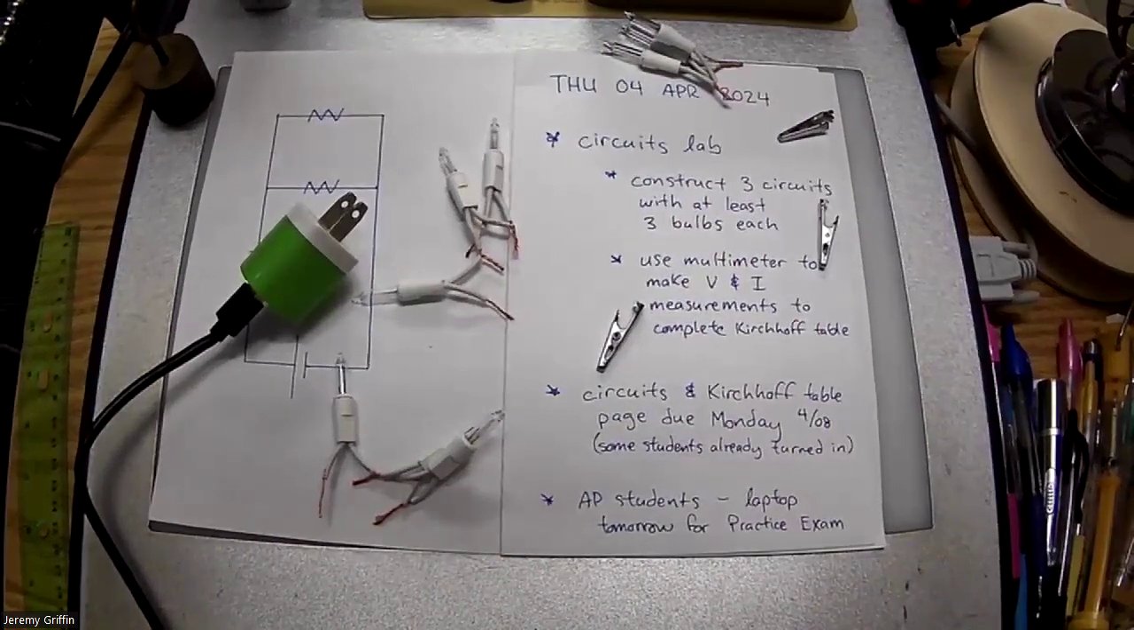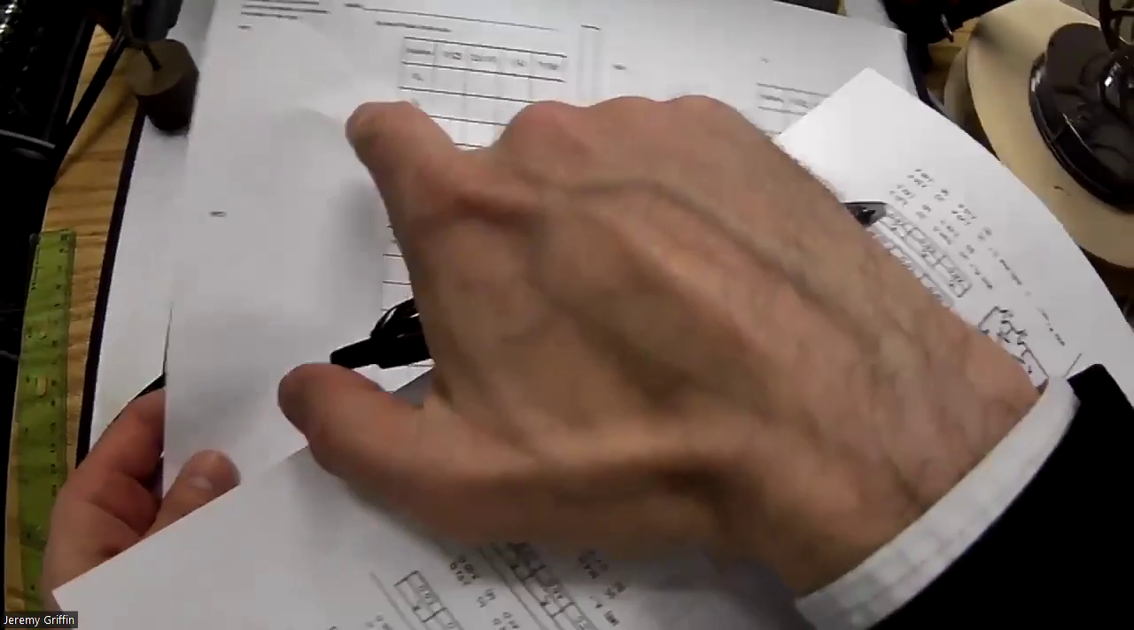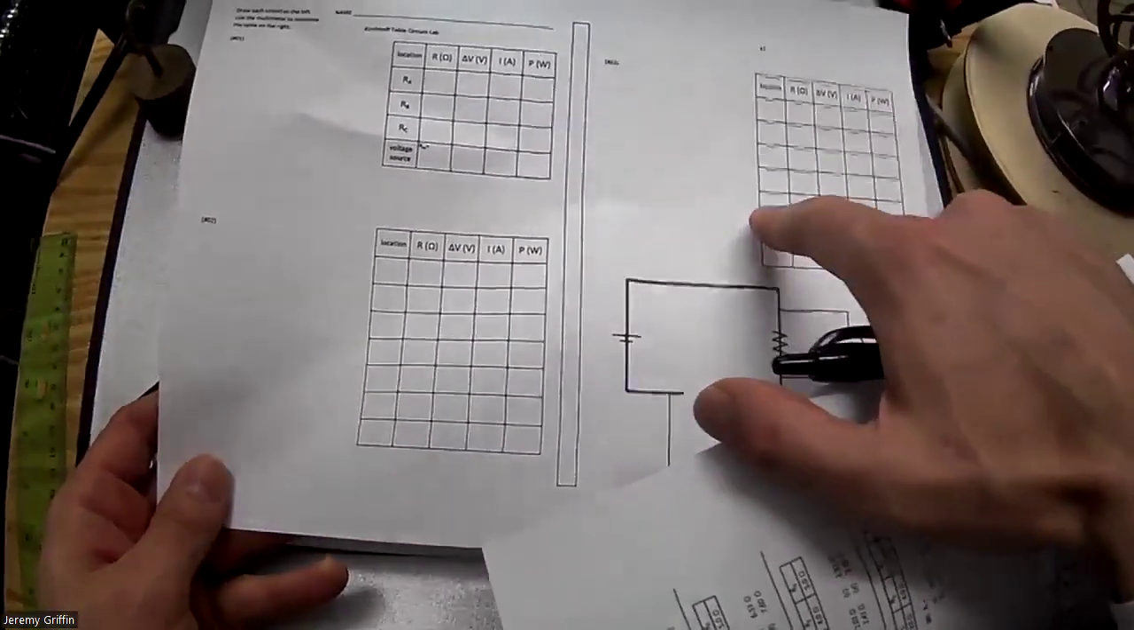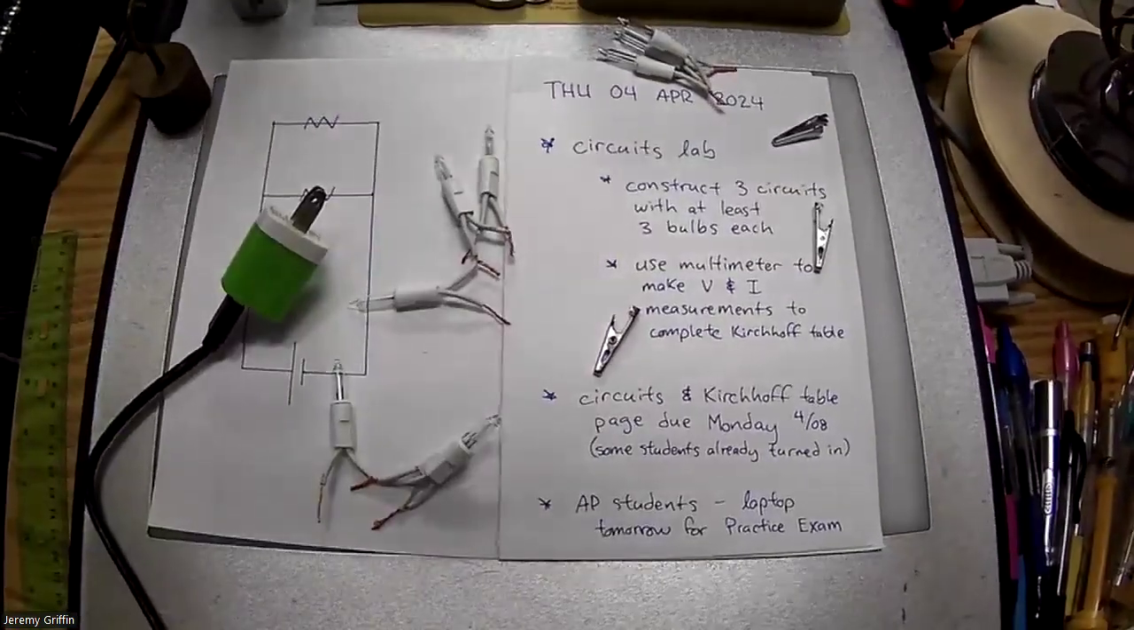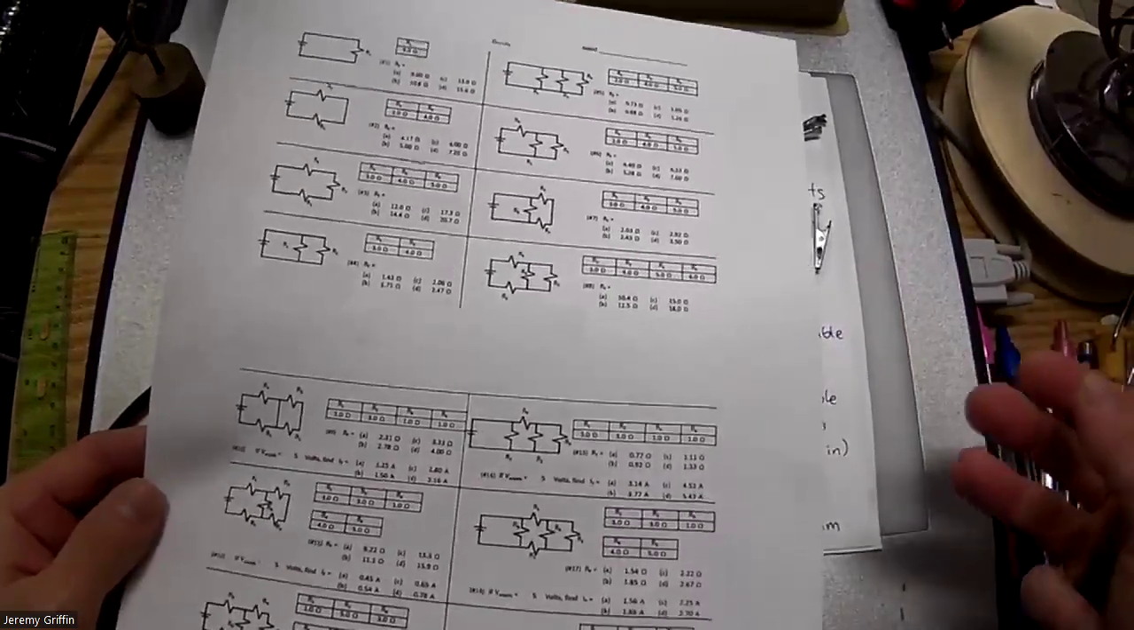Now, what kind of circuits could you wire up? Whatever circuits you make, go ahead and draw the schematic on the left side. You see a blank space for circuit schematics. And what could you make? Well, here's a whole page of opportunities right here.